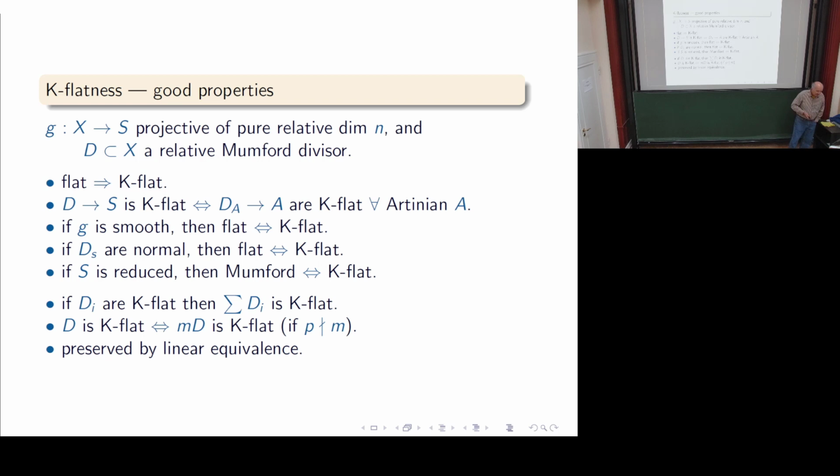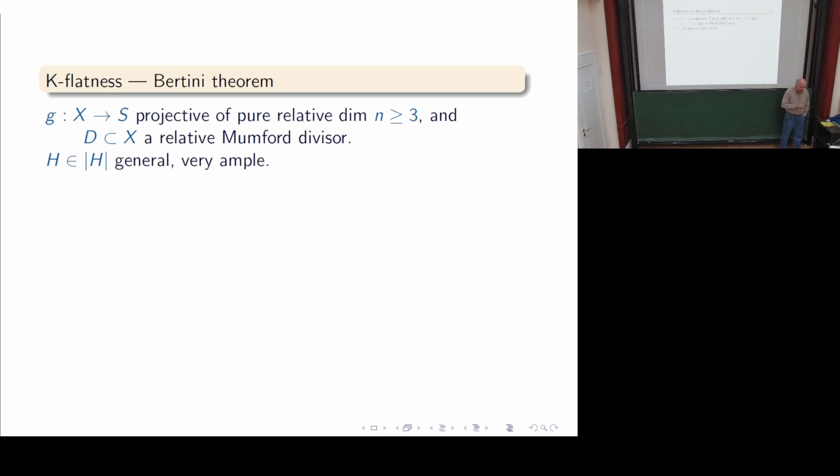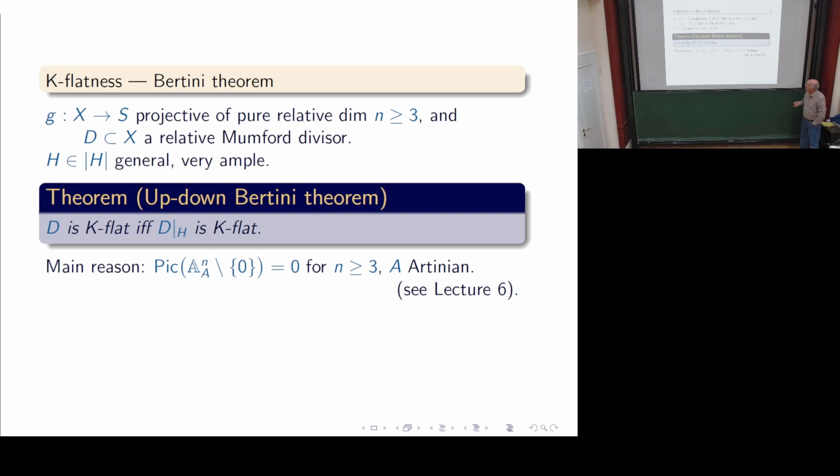Now, in some sense, here is the best property that we have, that it has a Bertini type theorem. So if I have something that's projective of pure relative dimension at least three, and I have a relative Mumford divisor, then I want to restrict it to a general hyperplane. And it turns out that I have a Bertini theorem, not just down, but up. To come down, this is not surprising. I mean, if D is K-flat, then its restriction to a general divisor is also K-flat.